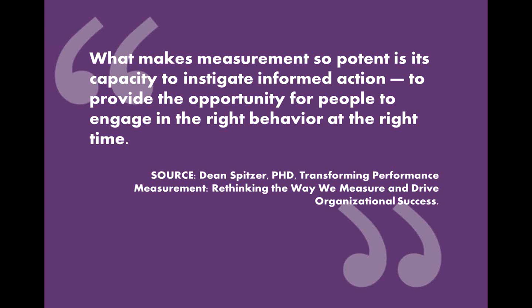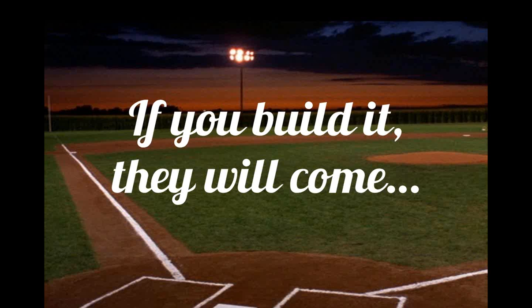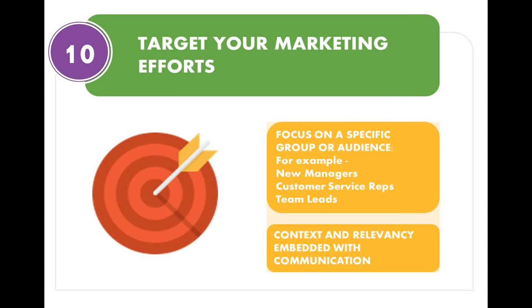But what makes measurement so potent is its capacity to instigate informed action, to provide the opportunity for people to engage in the right behavior at the right time. Again, adults want to do well. We need to give them information that they can use to make wise choices, and they'll do it. And again, if you build it, they will come doesn't work in training. We have to market, and we have to target our marketing efforts. So you have to make sure that you're getting the right message to the right people at the right time. And if you do that, you've got a great chance to hit a home run.